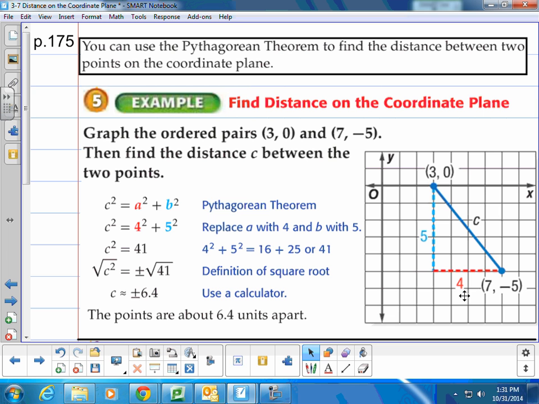So if we know A is 4 and we know B is 5, we can replace them for A and B in the Pythagorean theorem. Evaluate, 4 squared is 16, 5 squared is 25, added together is 41. So this dimension squared is 41. So I take the square root, and I end up with approximately 6 4/10, and it's a positive or negative because it's a distance here. So the points are about 6.4 units apart. Whether it's positive or negative, that's how many units apart they are.